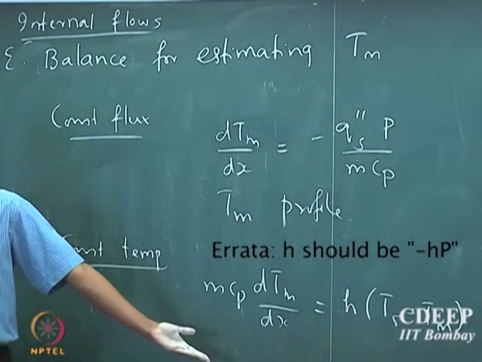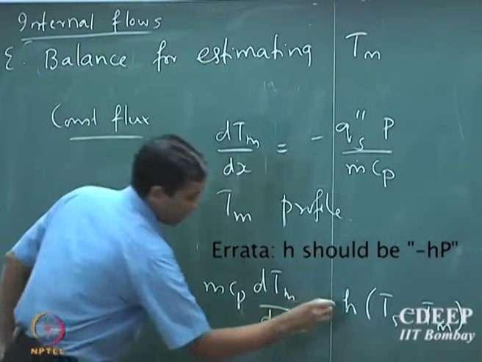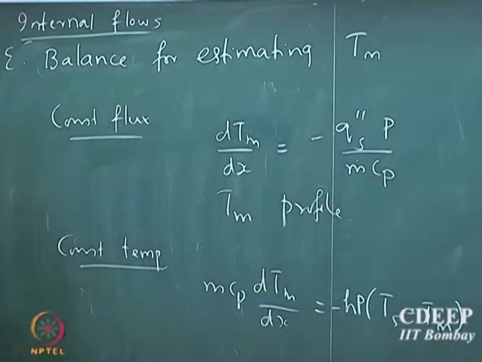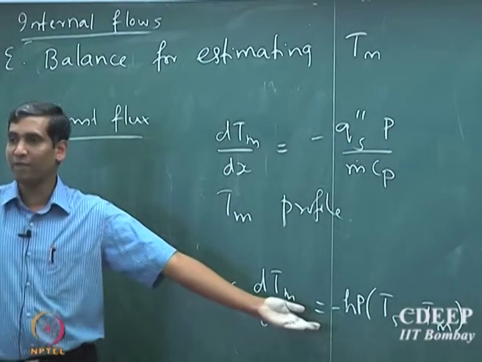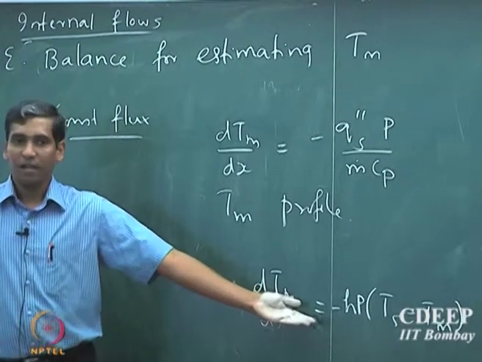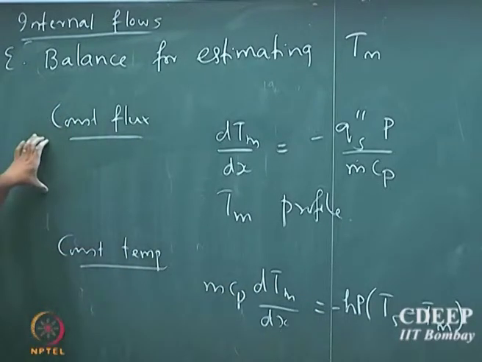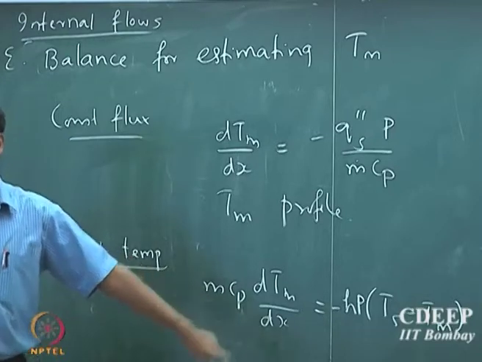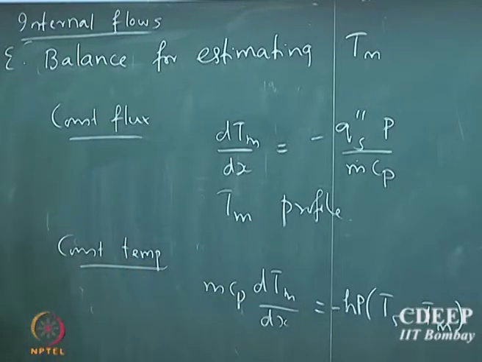It will be an exponential function, right? Minus sign into P, that should be a P, right? So that will be a function of the heat transport coefficient. And so you can clearly see that when you have constant flux, the temperature profile is going to vary linearly in the fully developed regime, while in the case of constant temperature, it's going to be an exponential profile.